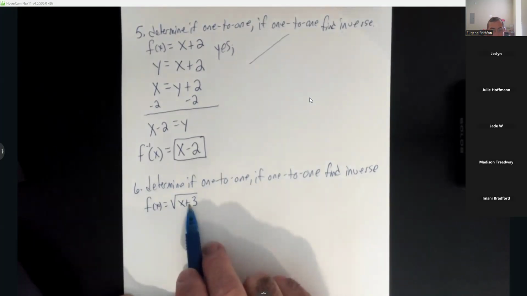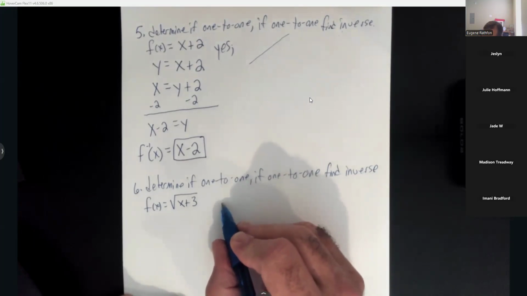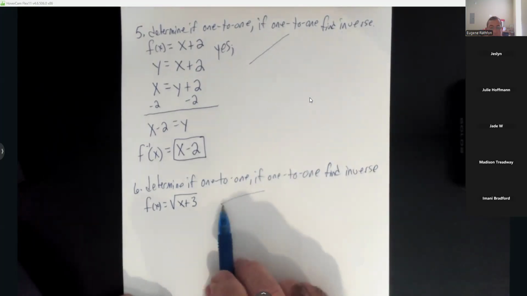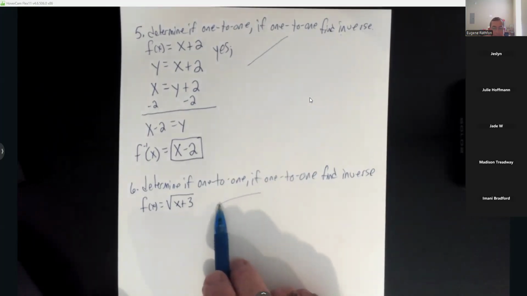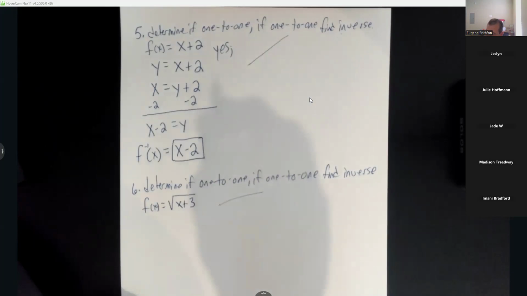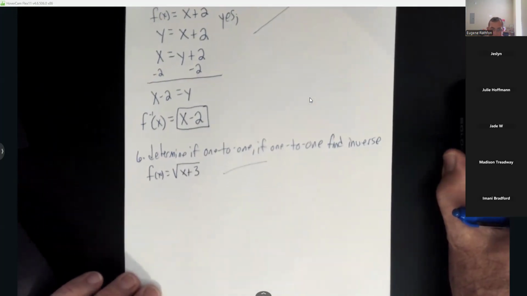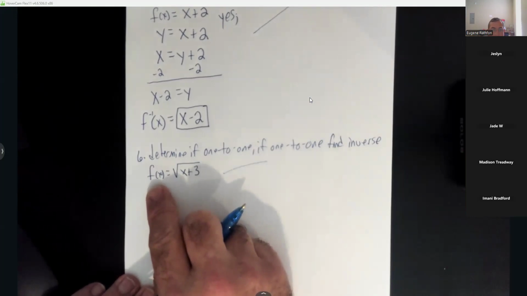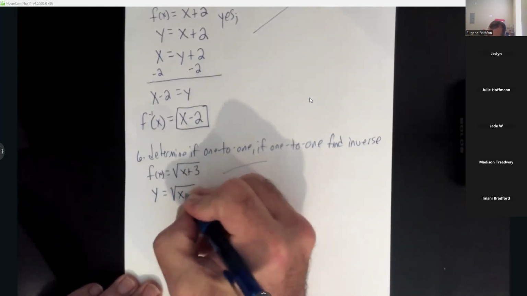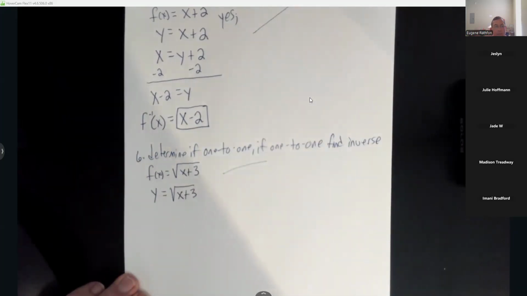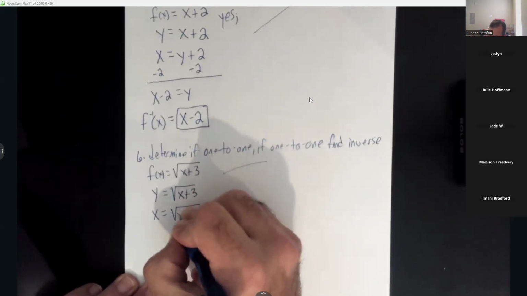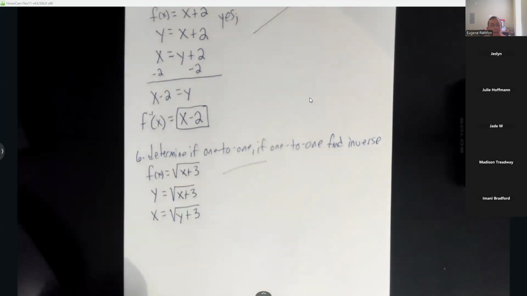So if you were to draw the square root one, it was the one that went uphill to the right really slow. But it is 1-to-1, okay? It's just a slowly uphill graph. But I will say it's going to be 1-to-1. So we're going to do the same thing. Switch the f of x with the y. Switch the x and y so that we get x equals the square root of y plus 3.